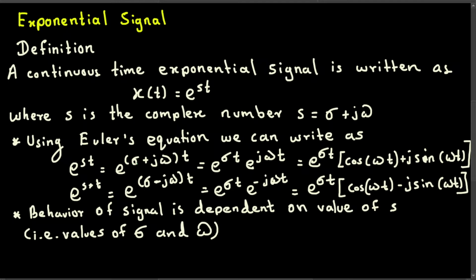Instead of this exponential function, we can write it in Euler's form, that is cos omega t plus j sine omega t. And the conjugate of this one is s conjugate. This conjugate is a star sign. It just changes the sign everywhere. So here the plus becomes minus. E power sigma minus j omega t, e power sigma t, e power minus j omega t. And in Euler's form, you can expand and write this as e power sigma t cos omega t minus j sine omega t. Behavior of the signal is dependent on the value of s, the value of sigma, and omega.